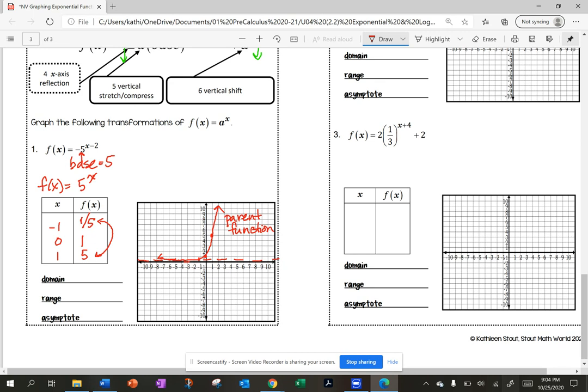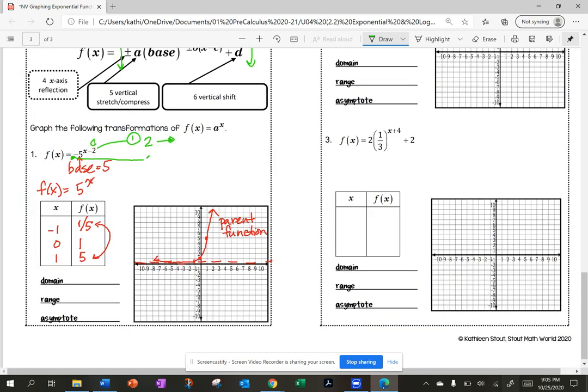So now I want to plot my transformations. So what are my transformations? I start up in the exponent. So x minus 2, this is my C transformation. I know when I'm subtracting, I'm going to the right. So my first transformation is 2 to the right. And then my second transformation here is a reflection, and this is an x-axis reflection.